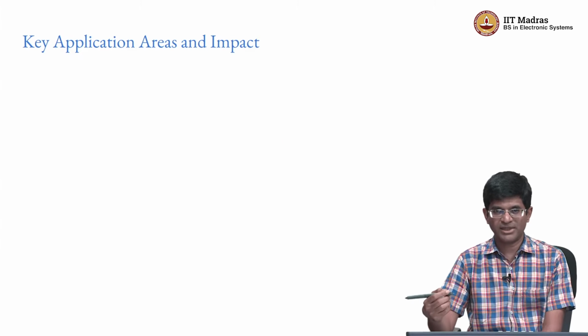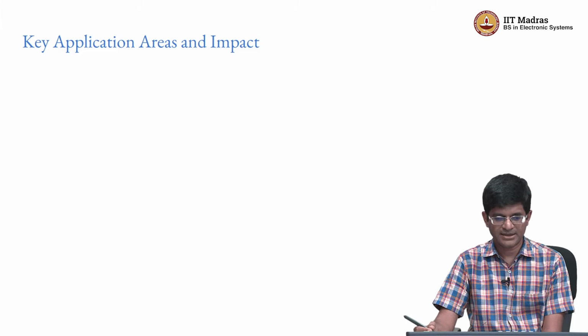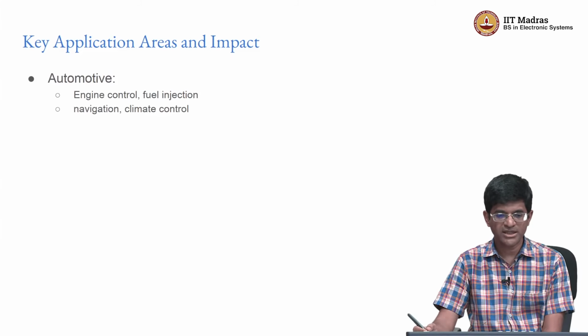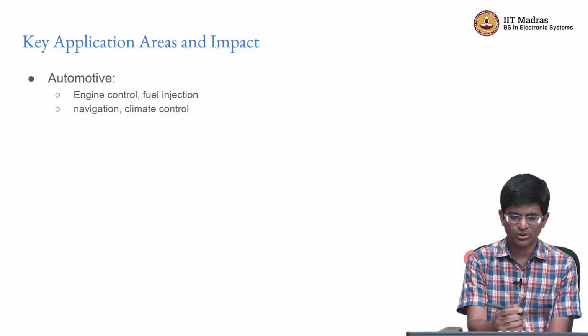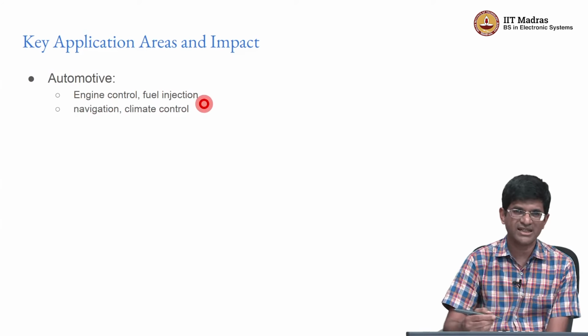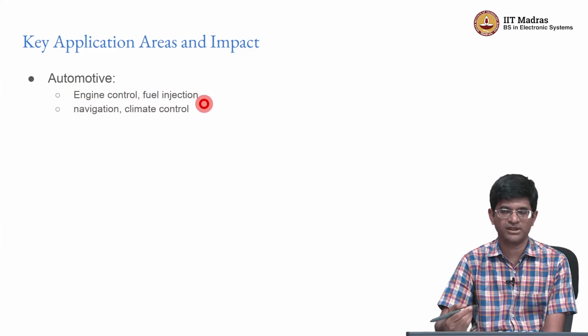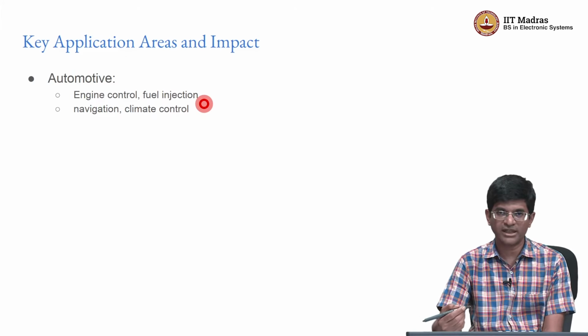So let's look at some key application areas and the kind of impact that we can expect to see as a result of using embedded systems in these areas. One, as I already mentioned, is the automotive domain, right? And over here we can break it up into different classes. We have certain things like engine control and fuel injection, which are actually critical to the functioning of the system itself. If you don't have a proper engine control unit, it means that you are not burning fuel the right way. In fact, the car probably won't even start.